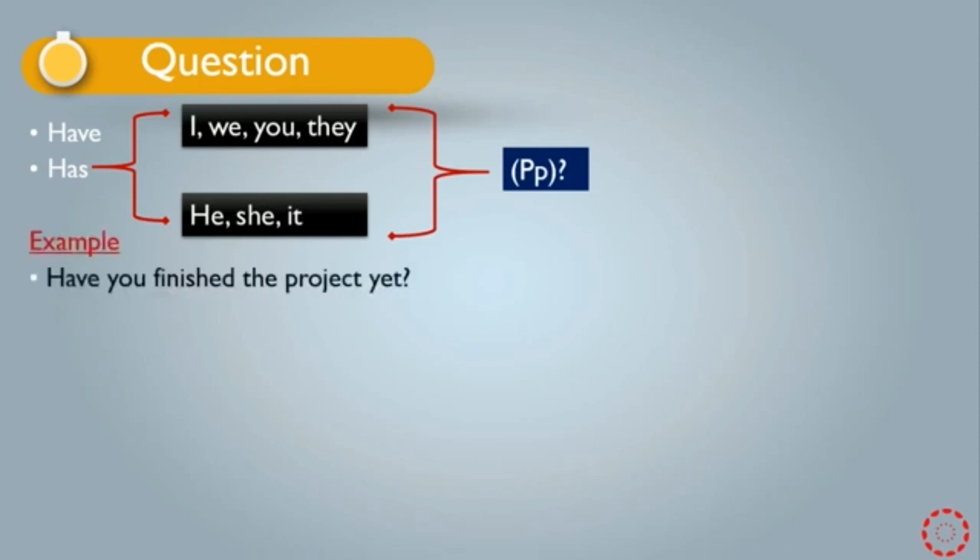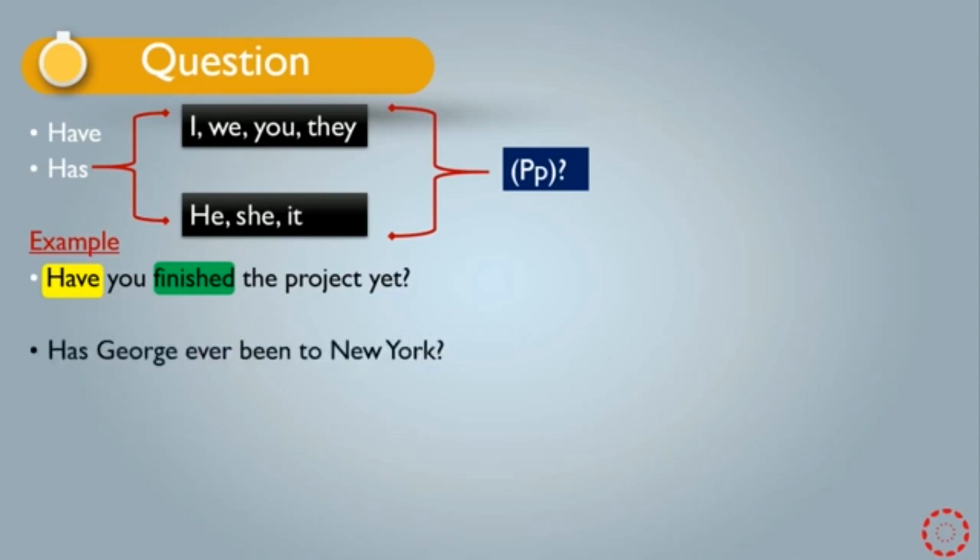For example, have you finished the project yet? Okay, have at the beginning. Why do I use have? Because my subject is you here. And also finish: because finish is a regular verb, it became past participle by adding -ed. Have you finished the project yet?